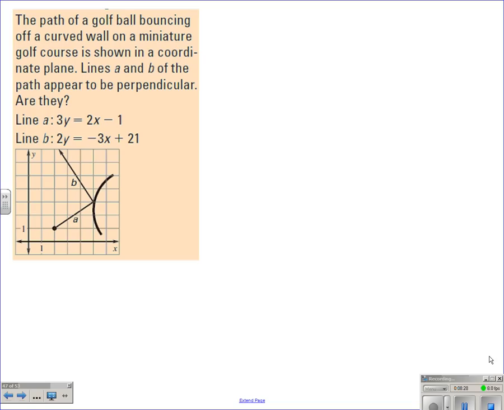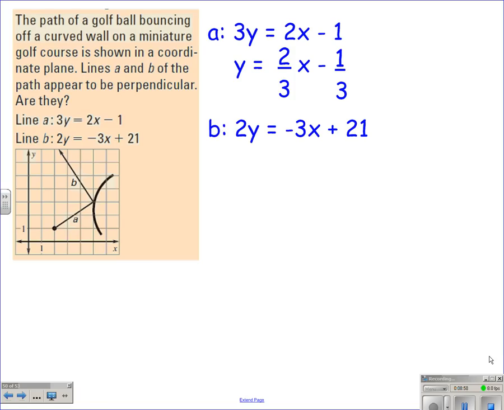Let's find the path of a golf ball bouncing off a curved wall on a miniature golf course. All right, they give us the two equations there, the lines A and B. They appear to be perpendicular, but really, are they? Well, line A, let's put it in y equals mx plus b form so that we can see what the slope is. So we have 3y equals 2x minus 1. Divide both sides by 3, and we'll have y equals 2/3 x minus 1/3. The other equation is 2y equals -3x plus 21. Well, divide everything by 2, and we'll have y equals -3/2 x plus 21/2.